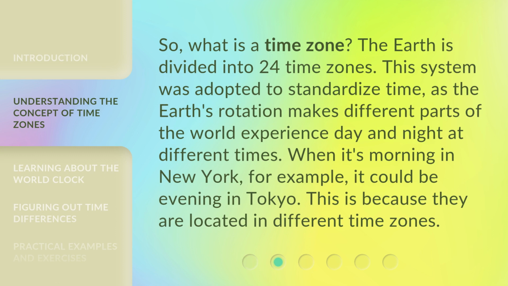So, what is a time zone? The Earth is divided into 24 time zones. This system was adopted to standardize time, as the Earth's rotation makes different parts of the world experience day and night at different times. When it's morning in New York, for example, it could be evening in Tokyo. This is because they are located in different time zones.